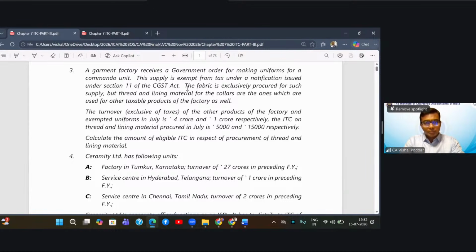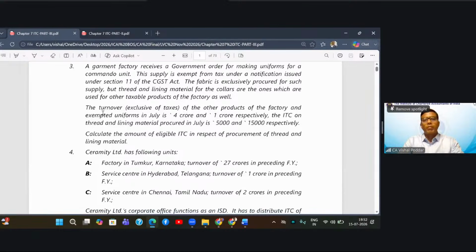Now in this, firstly, this fabric purchase, since it is exclusively for this uniform, we know it is fully for exempt supply. So ITC of this fabric is not allowed fully. No need to do any proportionate reversal. But whatever is the credit on the threads and the lining material, which are common items used in taxable as well as exempt, I will have to use the proportionate formula. What is given: the turnover exclusive of taxes of other products of the factory and of the exempted uniform is 4 crores and 1 crore respectively. So my total turnover is 5 crore, out of which 4 is for taxable, 1 is for exempt.